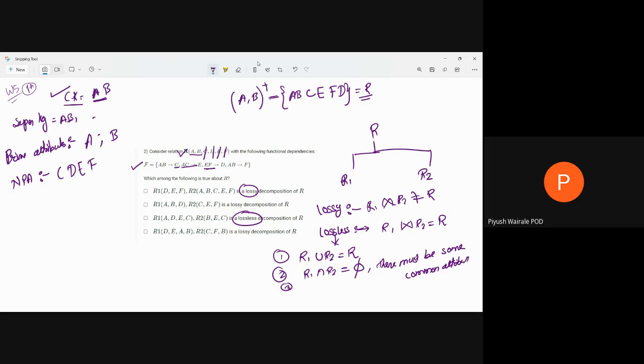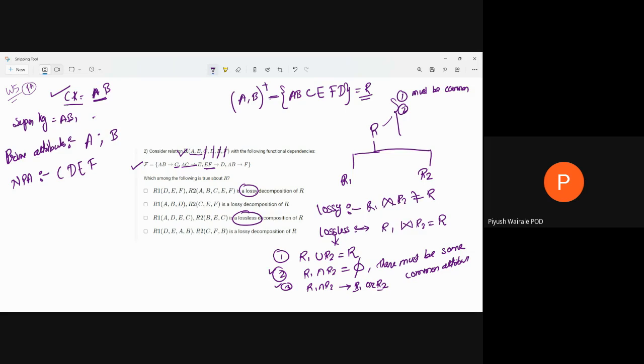And the third condition is R1 intersection R2 should give me R1 or R2. So if you compare condition 2 and condition 3, what can we conclude? Yes, anyone? For any attribute in R1 or R2 it is a key. Yes. So first thing is there must be some common attribute between R1 and R2, and that common attribute must give me R1 or R2, right?